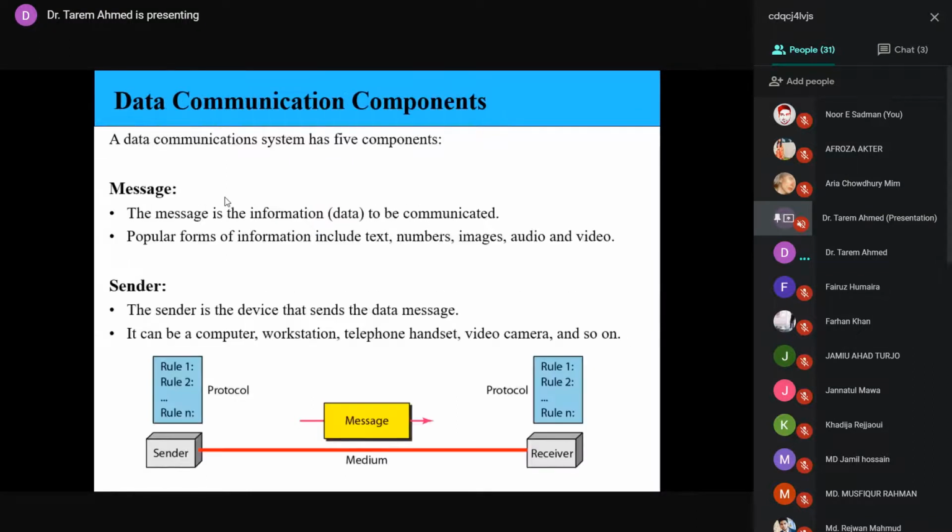Okay, next, once again, according to this author, or let me phrase it in this manner. This author has separated the components in a data communication infrastructure into 5 components, into 5 categories. First, the message, which is the information to be transmitted, right? Popular forms of information, the categories we use are text, numbers, images, audio, and video.